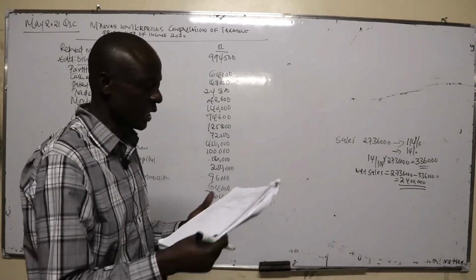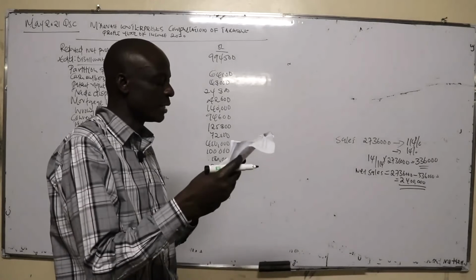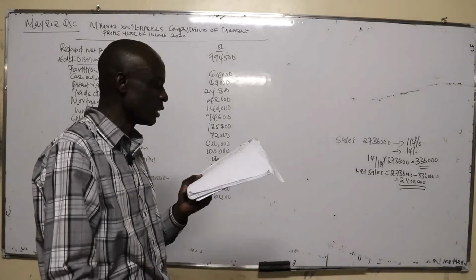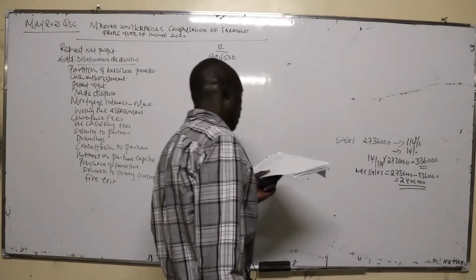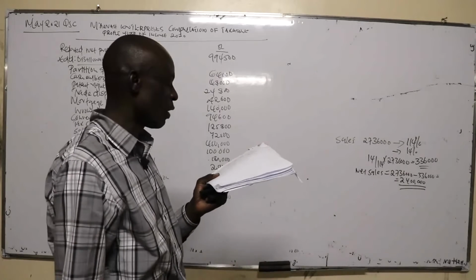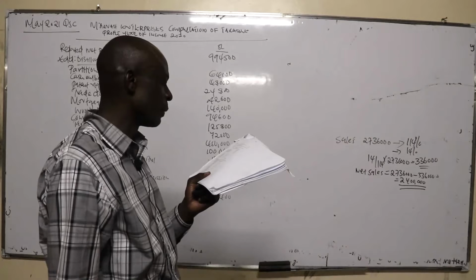The same note says that in addition, 10% of the sales before VAT, which is this 2,400,000, represents closing stock.